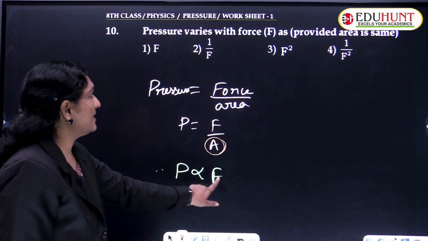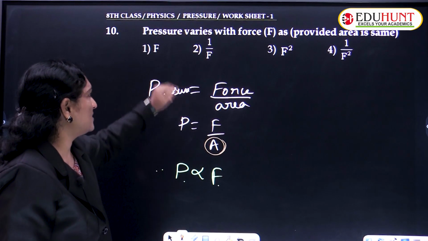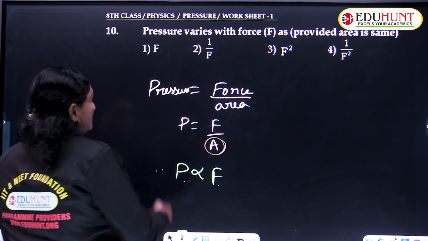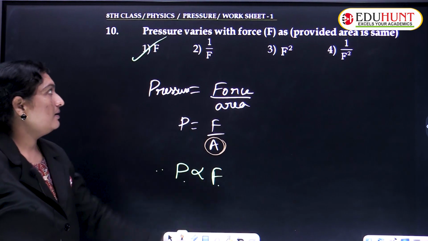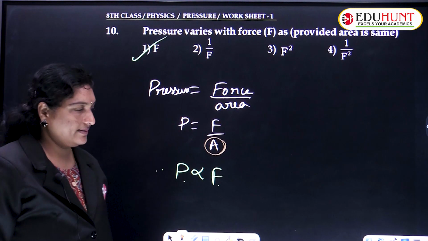So pressure varies with force as, is it P proportional to F? P inversely proportional to F, F square or 1 by F square? No doubt it is F. If F varies, P also varies directly.